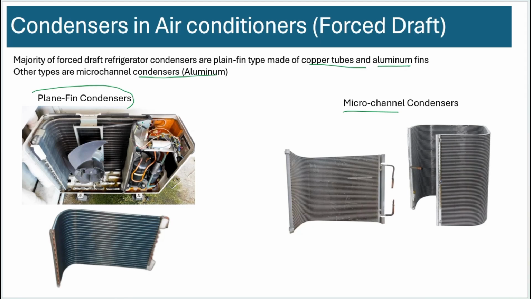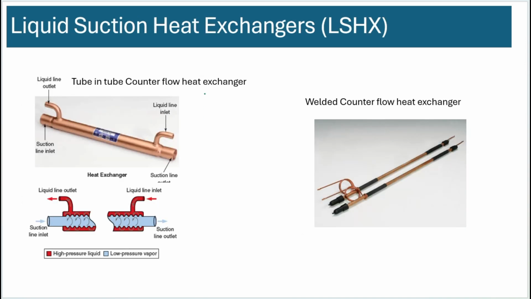If you open your outdoor unit, it'll look like some L-shaped condenser. Sometimes it's just a straight paddle condenser. Sometimes it's U-shaped, so different shapes depending on the capacity of the system.